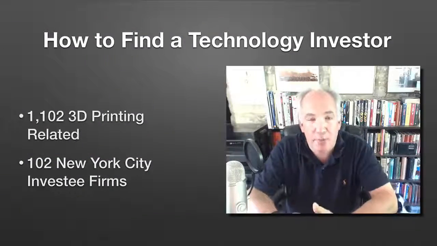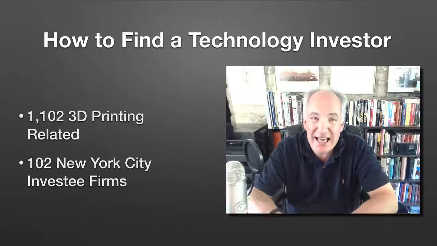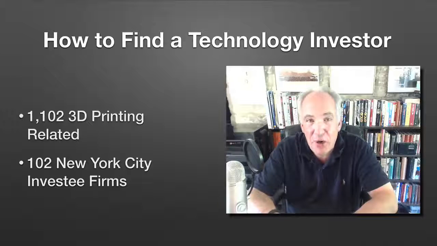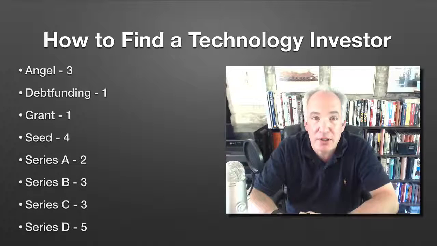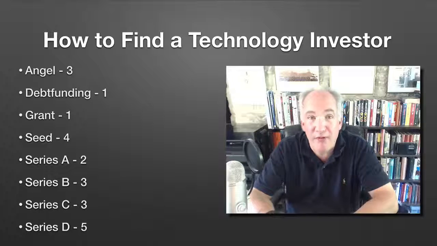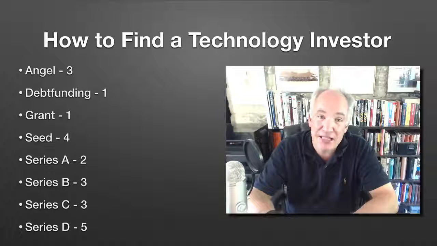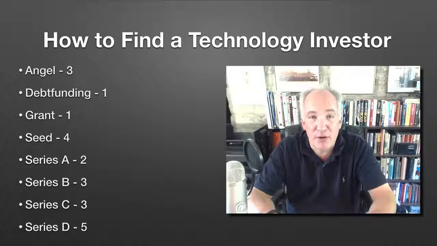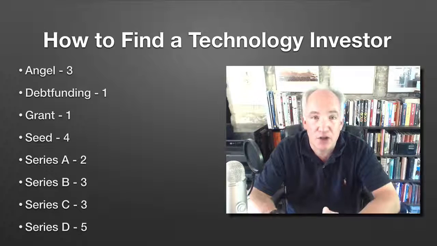So just to recap, of the 4.2 million records I've got, when we put in 3D printing, we got down to 1,102. When we added New York City as the location for the investee firm, we ended up with only 102. And when we looked at how those investors broke out, there were 3 angel investors, 1 provider of debt finance, 1 provider of grants, 4 seed investors, 2 Series A, 3 Series B, 3 Series C, and 5 Series D. And of those A to D, some of them invested multiple times, so they actually are duplicated.